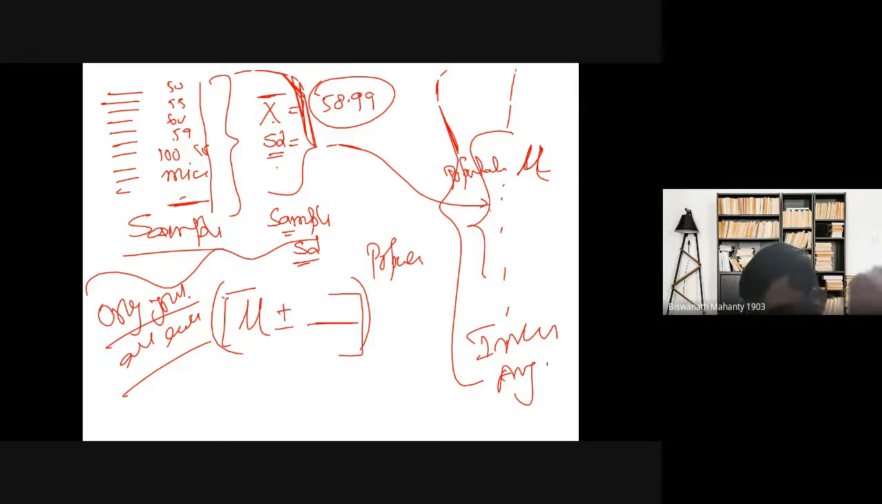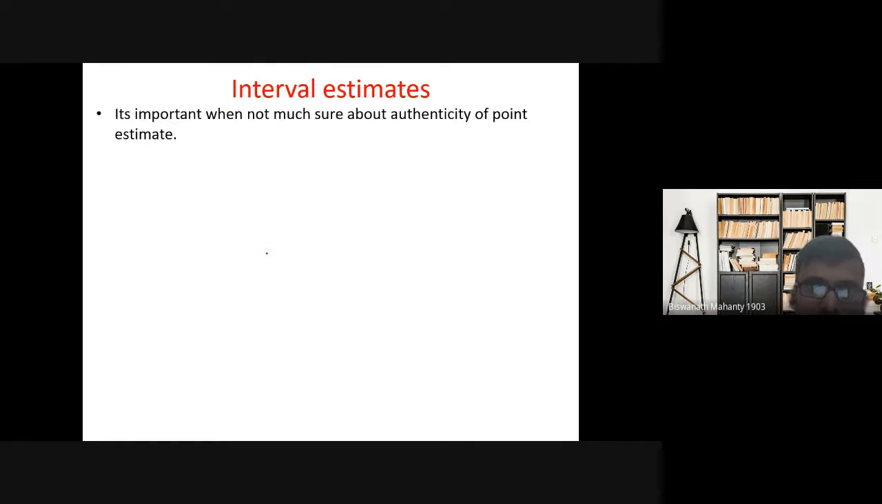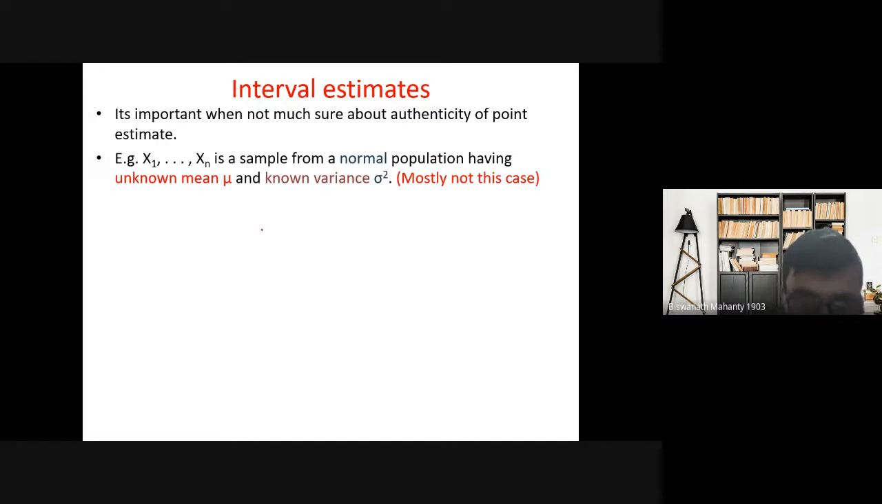So that way we are going to proceed now. How can I get that? Now I'm coming to the presentation so that it will be easier. That is called interval estimate. How does it start? Assume x1, x2, xn is a sample from a normal population having unknown mean mu and known variance sigma square.